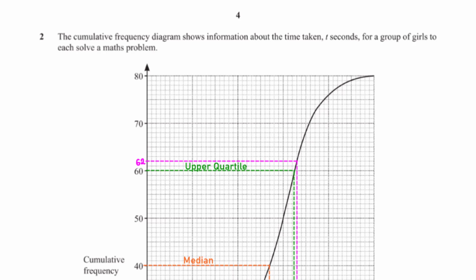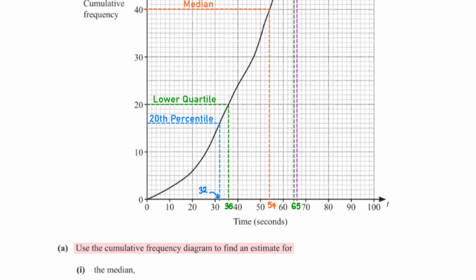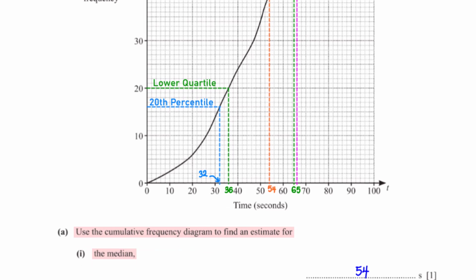The cumulative frequency diagram shows information about the time taken, t seconds, for a group of girls to each solve a math problem. Use the cumulative frequency diagram to find an estimate for the median. To get the median, we map half of 80, which is 40, on the diagram. This gives us the median to be 54 seconds.